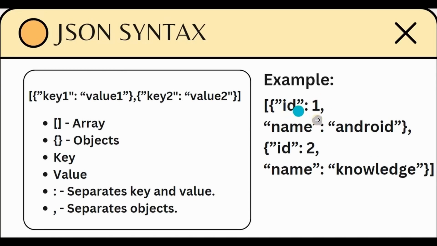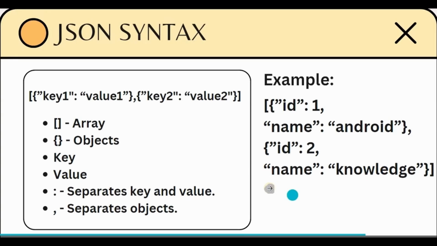This ID is a key and 1 is an int value. Then this name is a key and Android is a string value. Then in the second object, ID is the key and 2 is an int value. And name is a key and knowledge is a string value. Got it? There can be multiple keys and values in an object and multiple objects in an array. Got it? Now let's have a look at the JSON format.